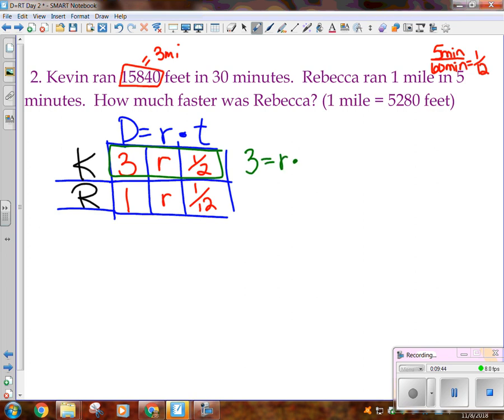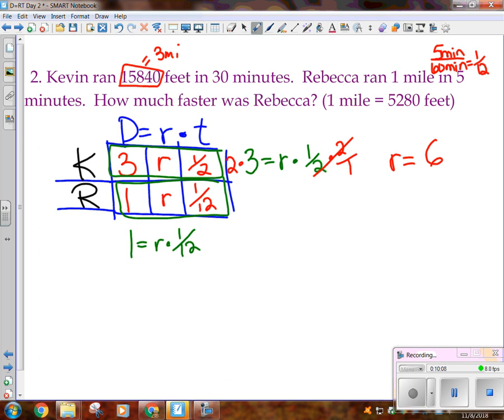3 equals R times 1/2. I'm going to pull out Rebecca's. Rebecca's is 1 equals R times 1/12. Okay, I'm going to do the opposite of my fraction. Dividing by 2, opposite is times by 2 on both sides. How fast is Kevin? His rate is 6. Does everybody see where I'm getting 6?